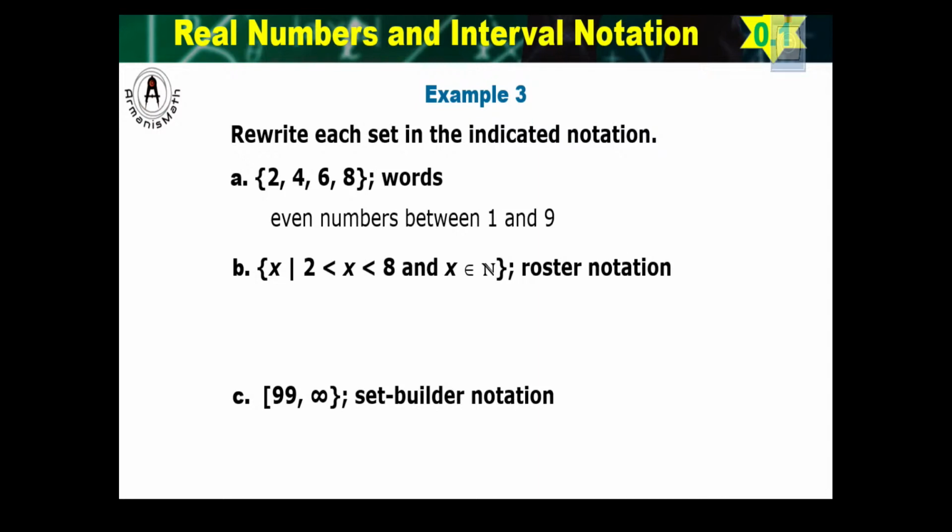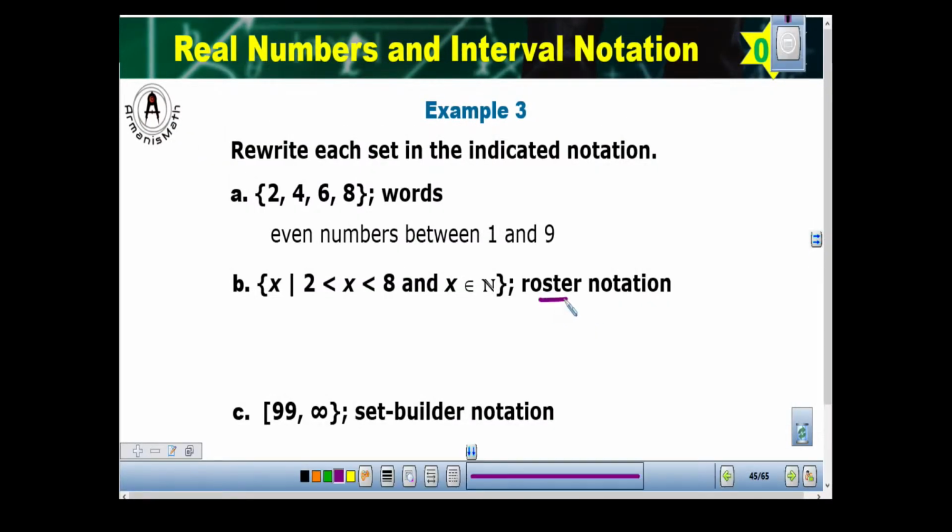The next one is x such that x is greater than 2, less than 8, and x belongs to, or is part of, the natural numbers. They wanted me to use roster. That's wise. I could use roster for this because I could count. This is not too many to list here, right? Roster. I need to list every single one of them. They're talking about natural numbers here.